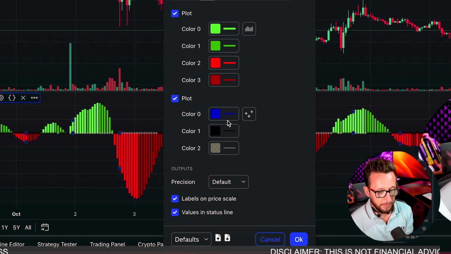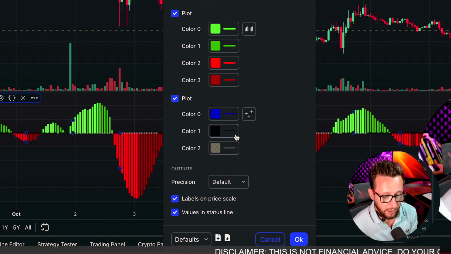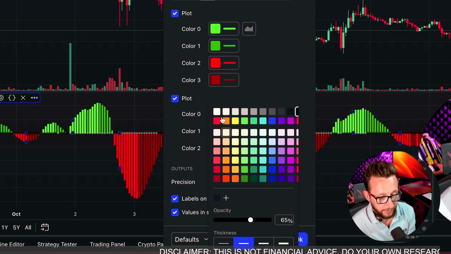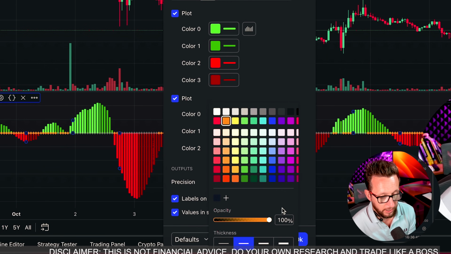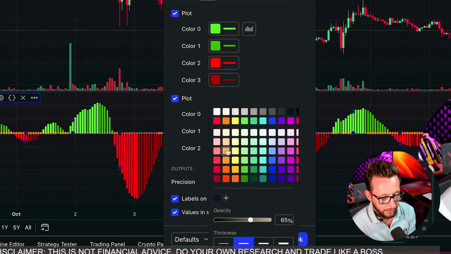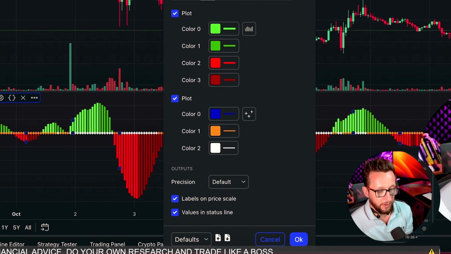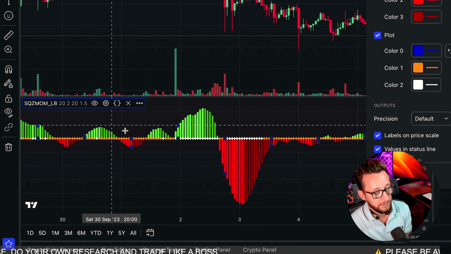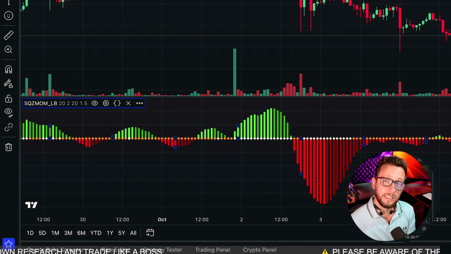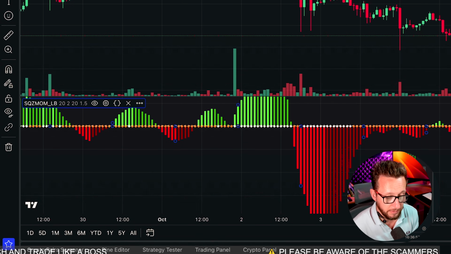Okay. Now I'm on dark mode, so I'm going to change the colors of this to orange and make it 100% opaque, and then I'm going to change this one to white and do the same for this one too. Now we have our setup here. This is the squeeze momentum indicator. There's a very simple methodology behind this indicator which I'm going to go through now.